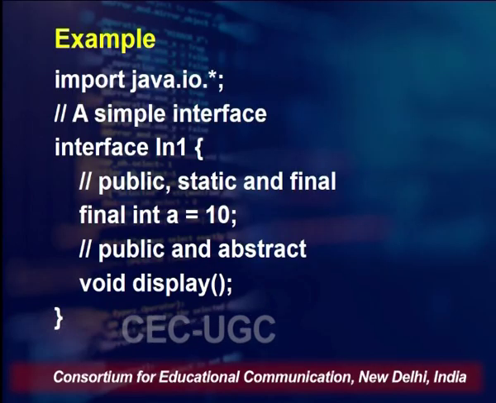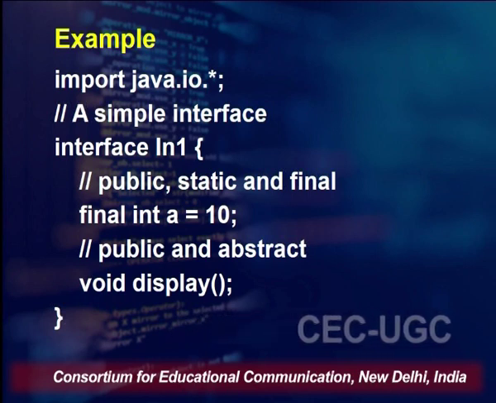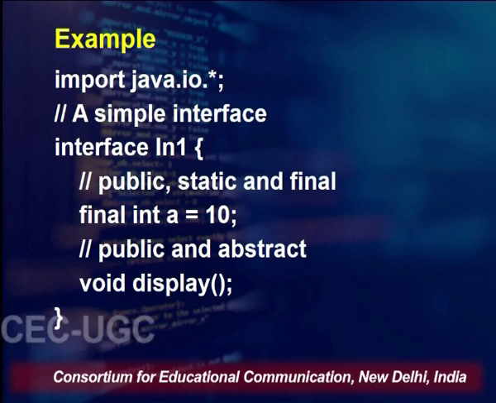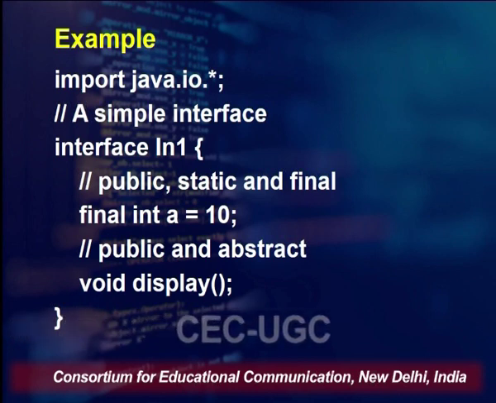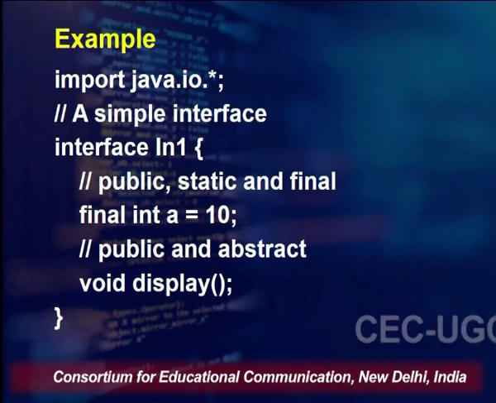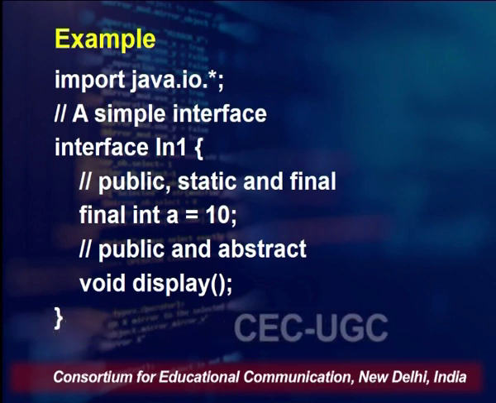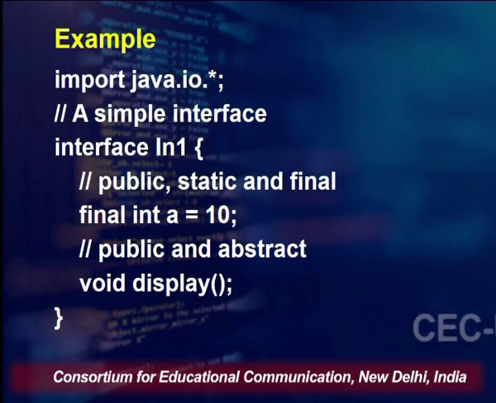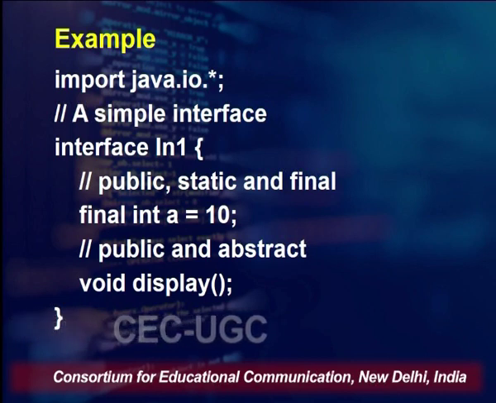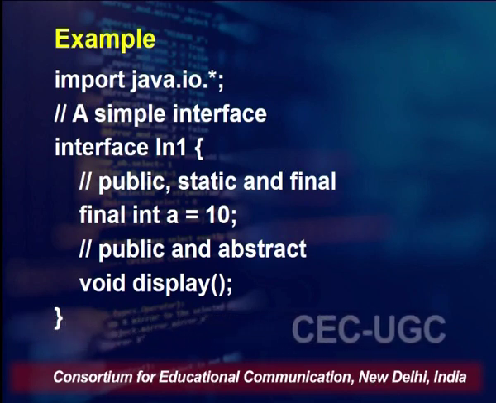Now, let us see all these things with the help of an example, and the example program says import. We have imported one particular package which is IO, and all the classes within it, that means import java.io.*, and we are going to define a simple interface which is named in1, and there are only two members to this interface. One is an integer a which is equal to 10, and this is given as final, and by default it will become public and static too.